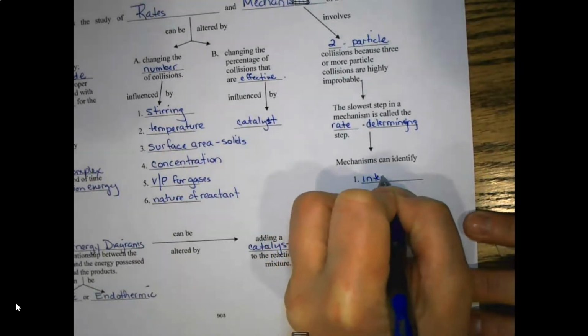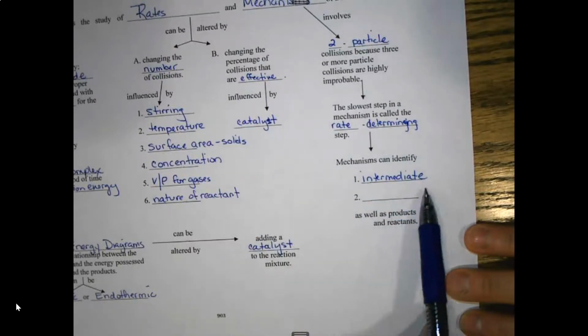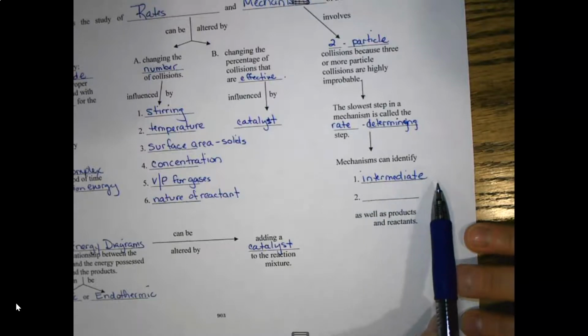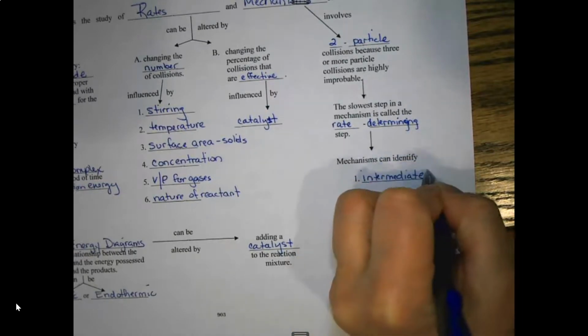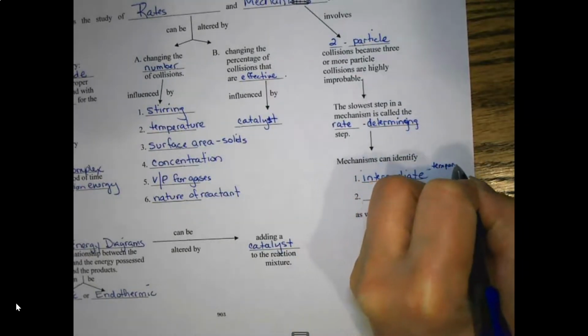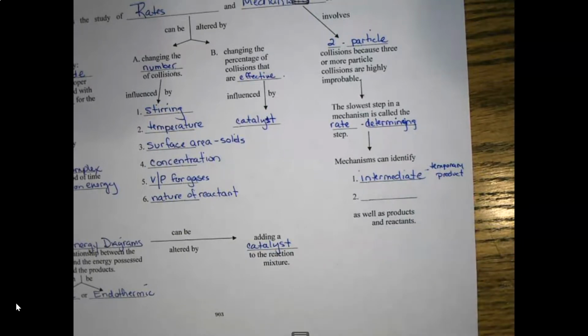intermediates. Now, an intermediate is not the same as an activated complex. An intermediate is actually a relatively stable molecule that you get as a product at the end of one of the steps in the mechanism. So an intermediate is really a temporary product. It appears from one of the steps, but then in a subsequent step somewhere it gets used up. So the intermediate appears temporarily, but then it disappears.